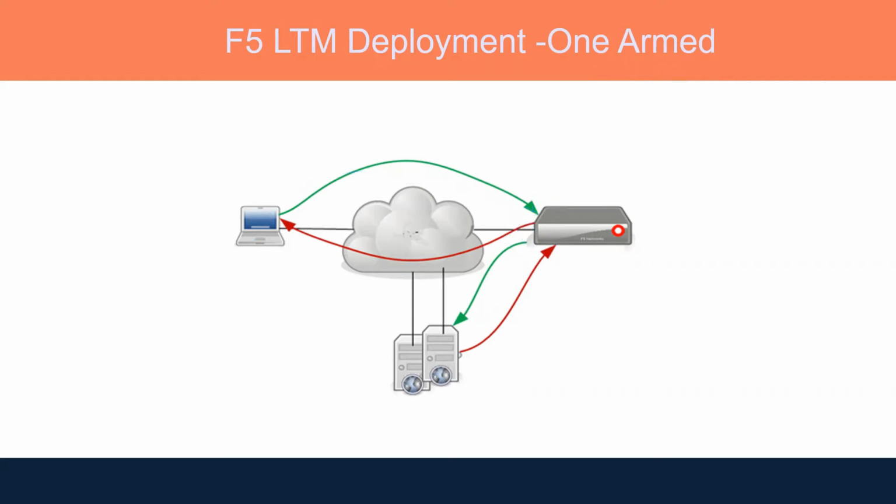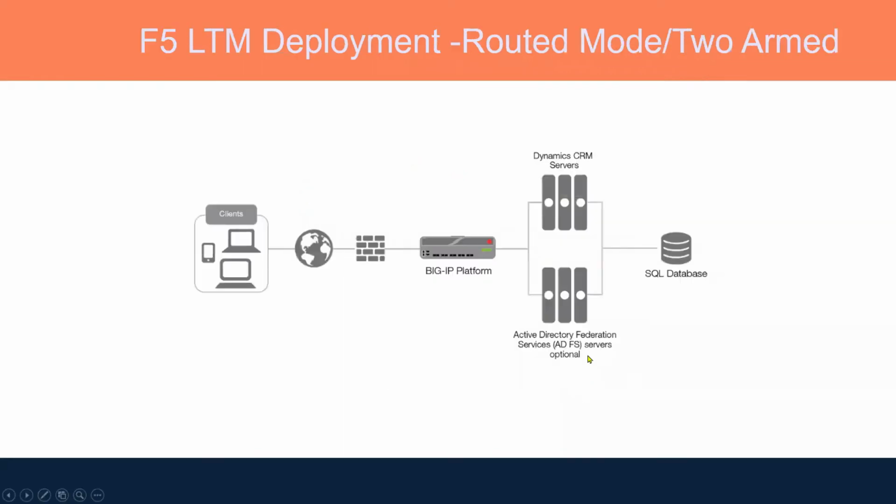Then there is another deployment type which is two arm, and in two arm deployment you can see here there would be two interfaces. One interface is working as a front end and the other interface is working as a back end. That means this F5 device is also doing routing, and that's why this is also known as a routed mode.